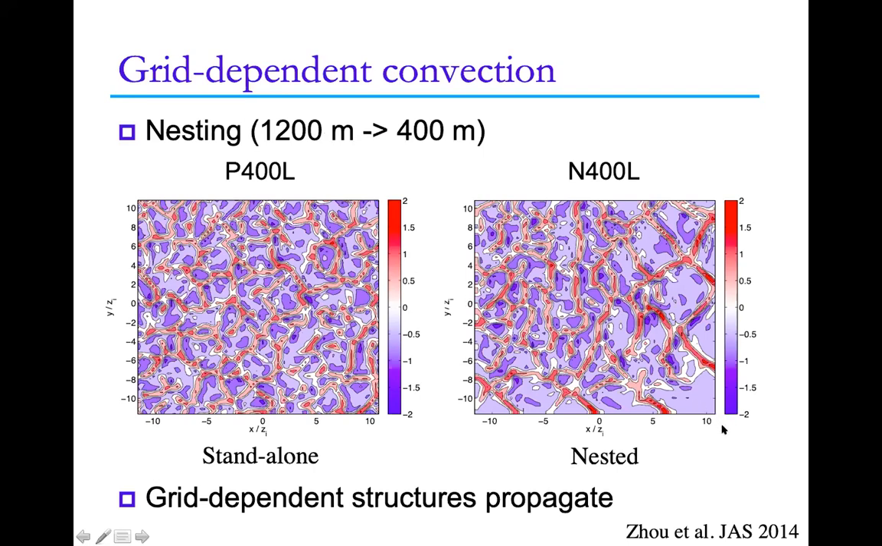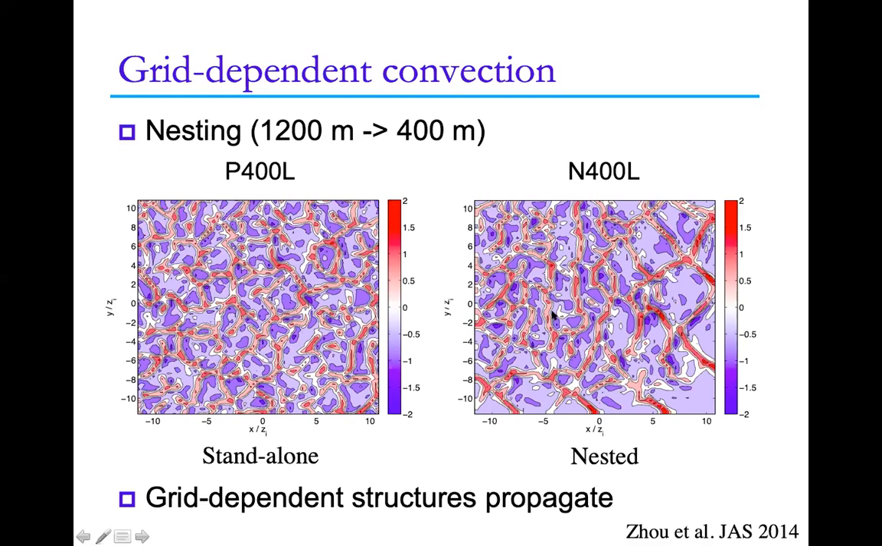And the flow in this case is coming from the southeast down here. And so as the flow comes in, you can see that there's much larger scale structures that are coming in from the 1.2 kilometer grid. And it takes quite some time for the smaller scales to develop at the 400 meter resolution.